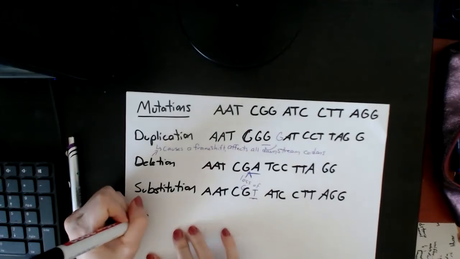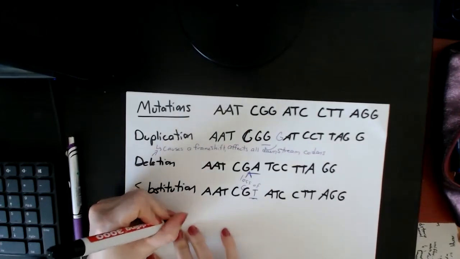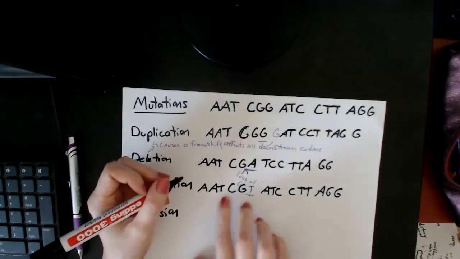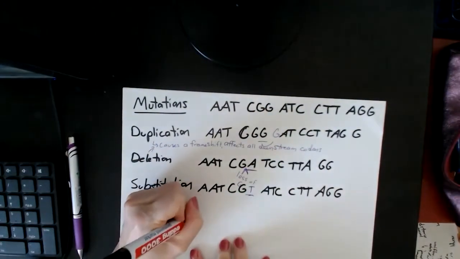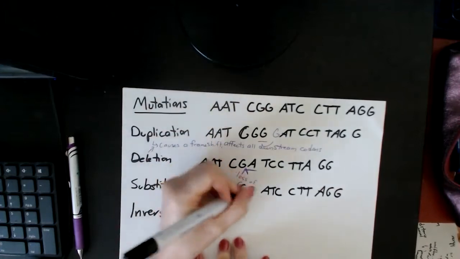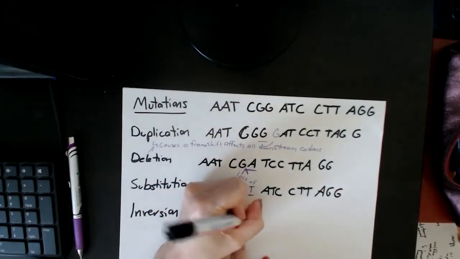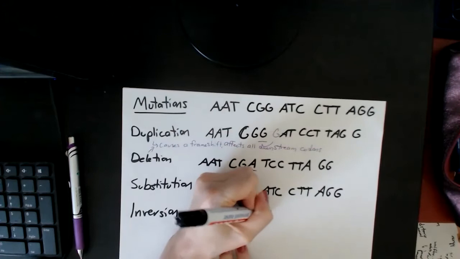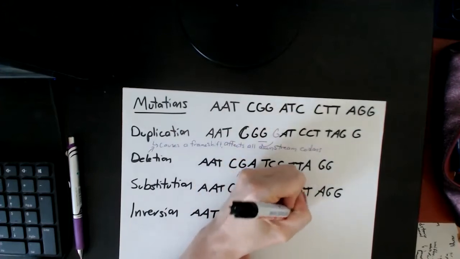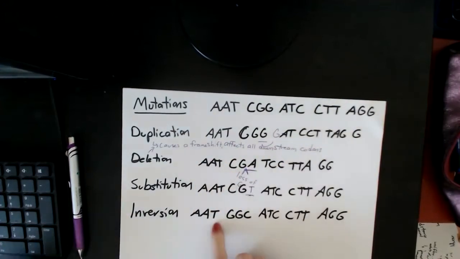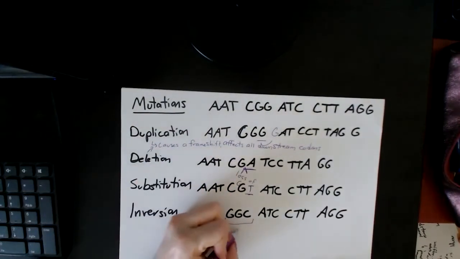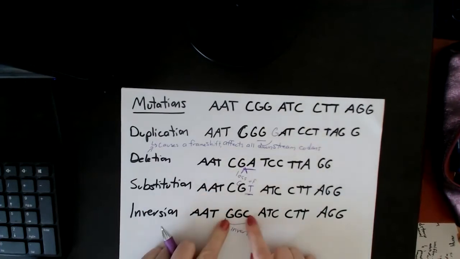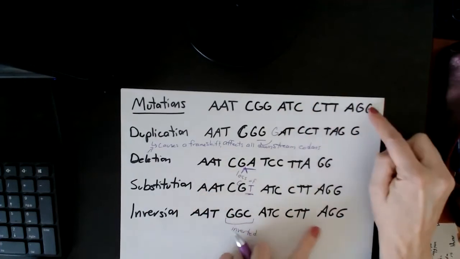It's called a point mutation. And then the last type of mutation is an inversion. An inversion is where one of the codons basically gets flipped. So let me write that out. You'd have AAT still, and then you'd have GGC instead of CGG, ATC, CTT, AGG. Now this GGC has been inverted, but you'll notice it still only affects one codon. The following ones are still the same.